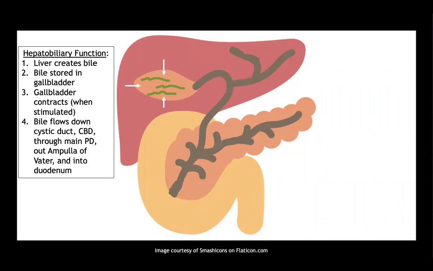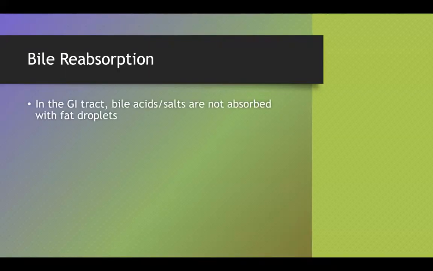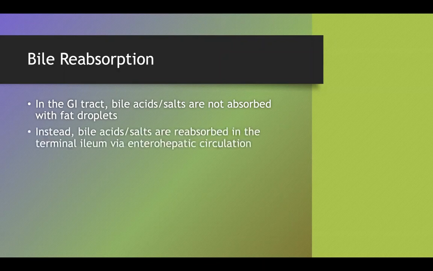And once it contracts, it's going to flow down and into our duodenum. How is it resorbed? It's not absorbed as you might expect. The bile acids and salts don't diffuse across the membrane like the micelles did. They're actually reabsorbed in the same region as vitamin B12 is, which is the terminal ileum.